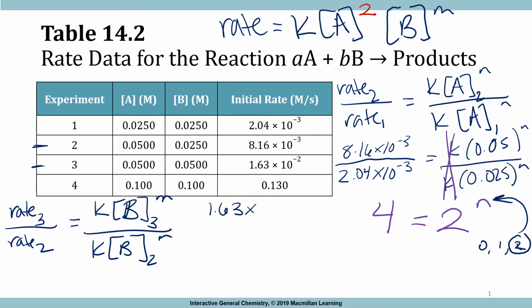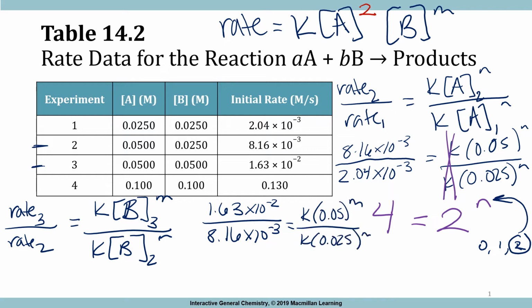1.63 times 10 to the minus 2 divided by 8.16 times 10 to the minus 3 equals K times 0.05 over K times 0.025. So I get 2 is equal to 2 to the mth power. So m can only be 0, 1, or 2. So what number is m for this to make sense? It's going to have to be a 1. So A is going to be second order, and B is going to be first order.